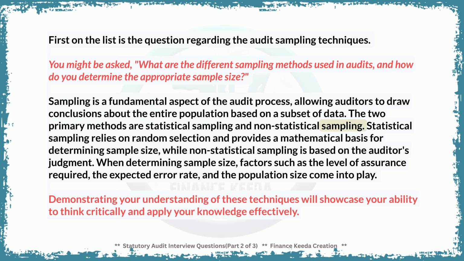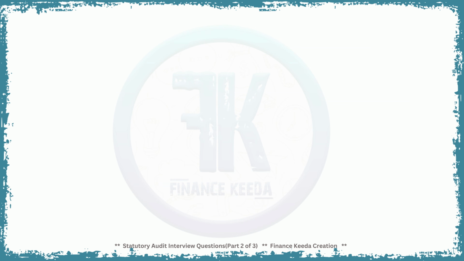The two primary methods are statistical sampling and non-statistical sampling. Statistical sampling relies on random selection and provides a mathematical basis for determining sample size, while non-statistical sampling is based on the auditor's judgment. When determining sample size, factors such as the level of assurance required, the expected error rate, and the population size come into play. Demonstrating your understanding of these techniques will showcase your ability to think critically and apply your knowledge effectively.